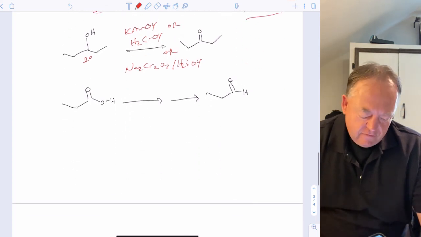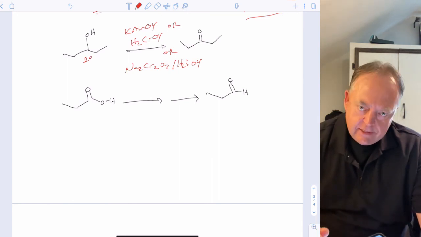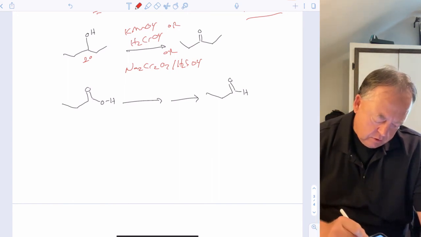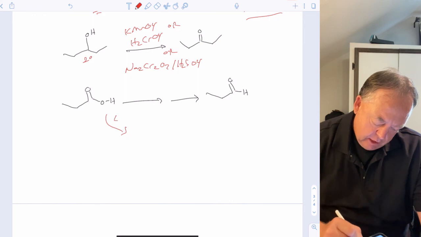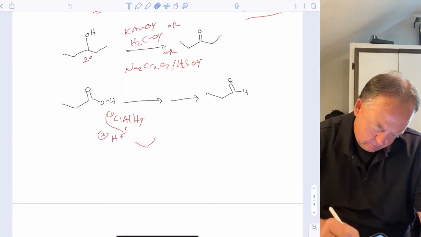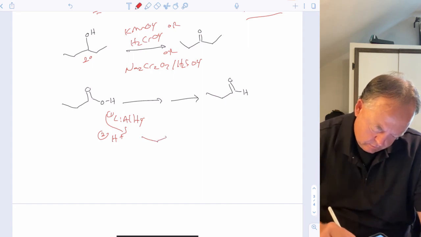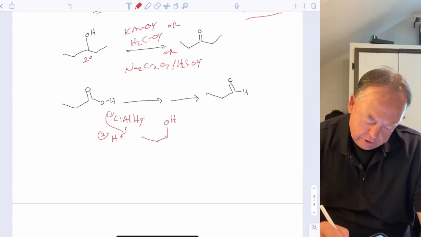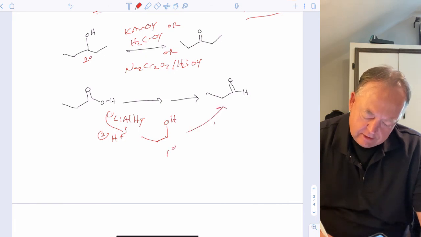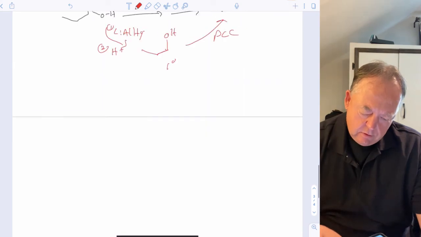And you can get there from a carboxylic acid, but it's not a straight shot. It's not a one-step reaction. You would have to go through a sequence of reactions, right? We've looked at how you can reduce carboxylic acids to alcohols. And then once you have the primary alcohol, then you could oxidize it with a mild oxidizing agent. Okay, we'll stop there.